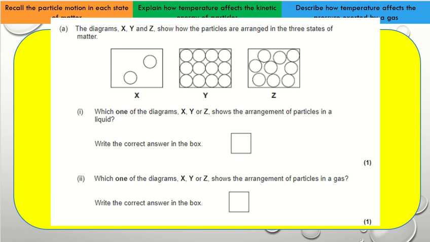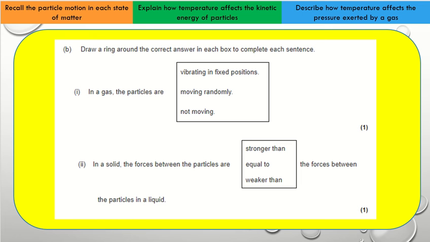Some more exam questions for us to do. Drawing a ring around the correct answer in each box to complete the sentence. In a gas, the particles are either vibrating in fixed positions, moving randomly or not moving. And then in a solid, the forces between the particles are either stronger than, equal to, or weaker than the forces between the particles in a liquid. Again, I'm not going to give you too long for that. I'm going to give you about 20 seconds or so. Pause this now, click play when you're ready to move on.